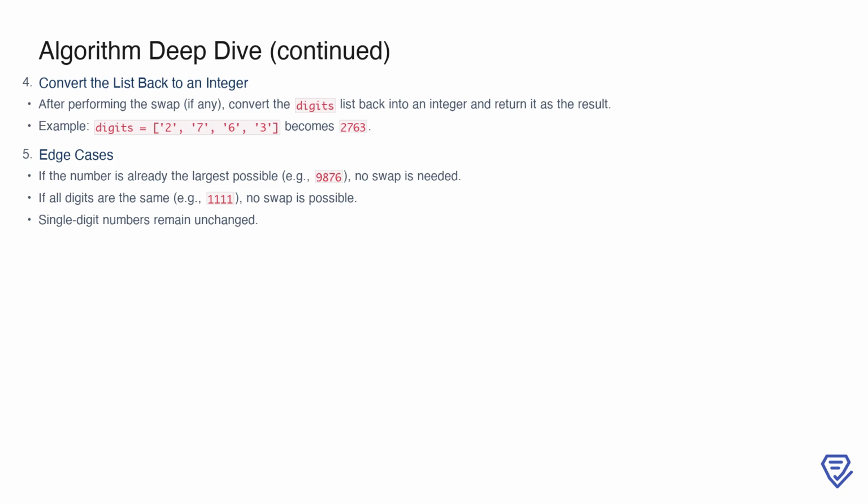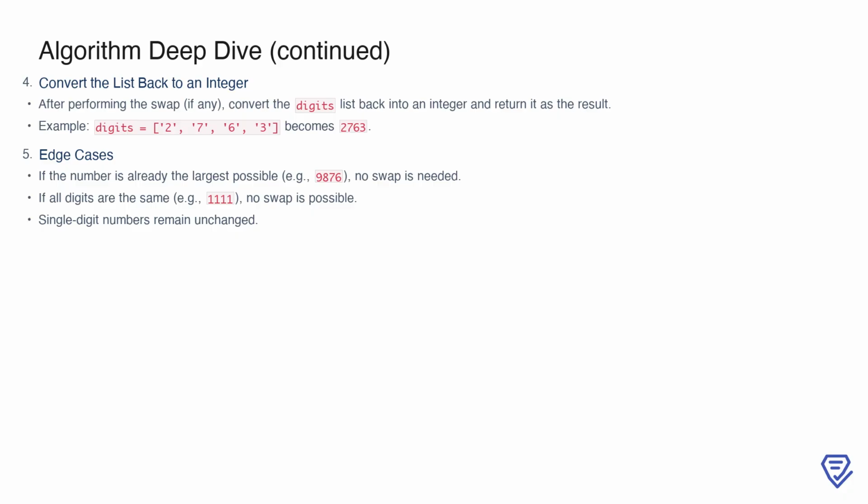Now that we've performed the swap, the next step is to convert the updated list of digits back into an integer. This gives us the final result. For example, after swapping 3 and 6, the list 2, 7, 6, 3 is converted back to the integer 2763, which is the output. It's also important to account for edge cases in this problem.